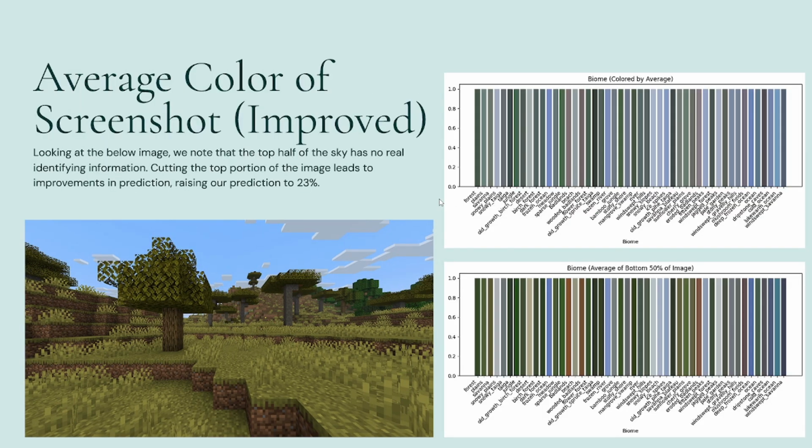To motivate this improvement, we're going to take a look at the same screenshot and notice that the top, maybe 30% of the image is just sky and clouds. This is not going to be differentiating information, as most screenshots will have this sky, so we can cut off the top percentage of the screenshot to get a better accuracy. And this does show, because if you look at this graph right here, all the average colors are going to be muted, but if you cut off the top half of the screenshot, then these colors are going to become much more vibrant and easy to differentiate, and this will actually raise our prediction percentage to 23%.